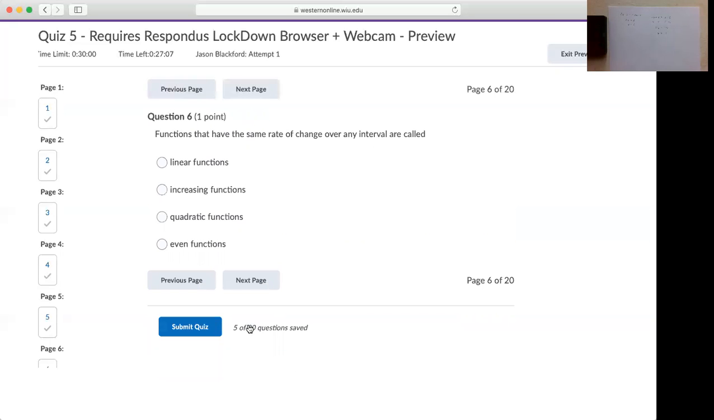Functions that have the same rate of change over any interval. Okay, we said that is basically an alternative definition for linear functions. We know that lines have that property. You take any 2 points on a line, and take the change in y divided by the change in x. You're going to get the same number as long as these points come from the same line. So number 6, the answer is linear functions.